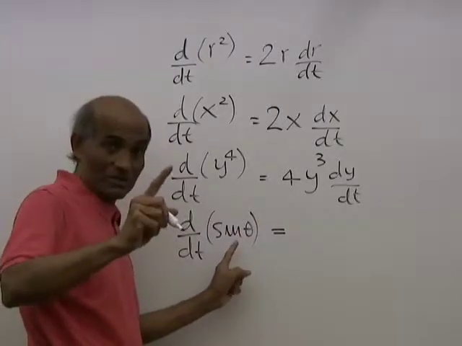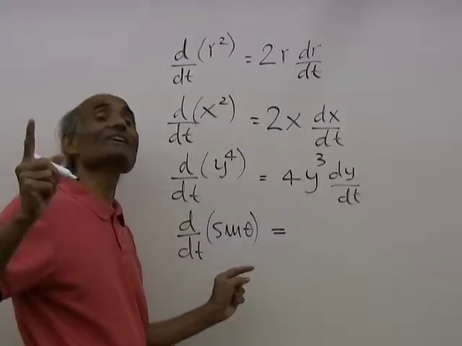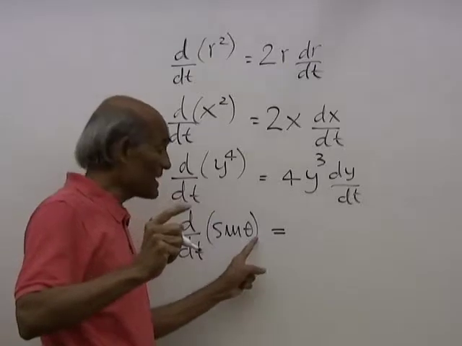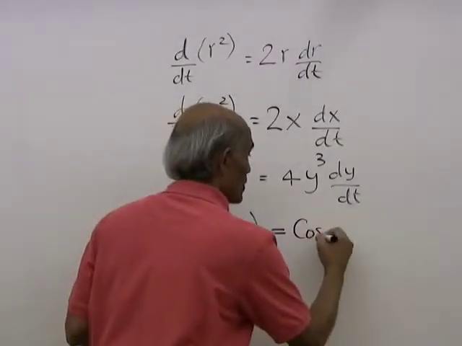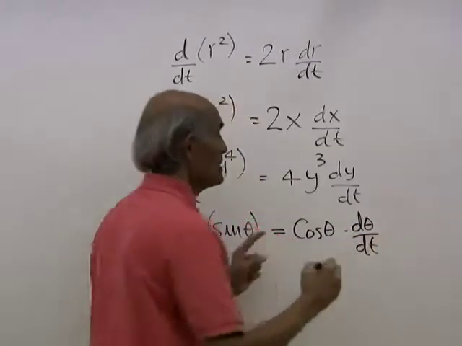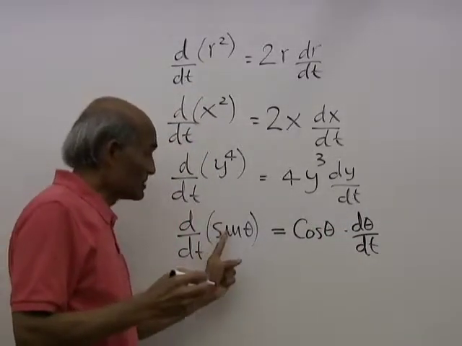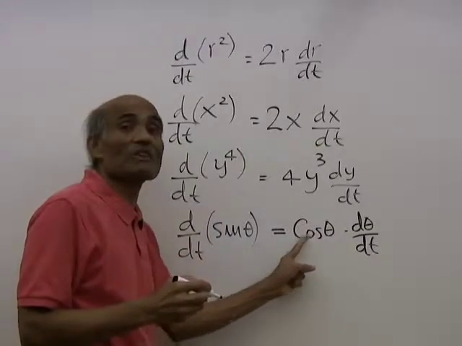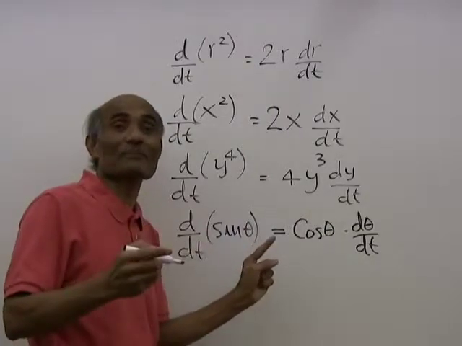But the derivative of sine theta with respect to theta is cos theta. The derivative of sine theta with respect to t will be cos theta times d theta by dt, the rate of change of theta with respect to t. The derivative of sine theta with respect to t is cos theta times the derivative of theta with respect to time.